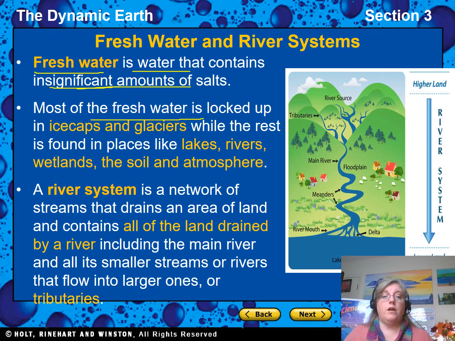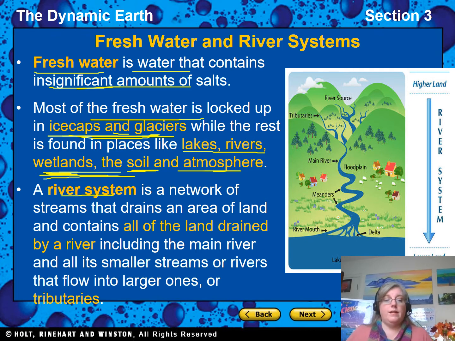Most of the freshwater on Earth is locked up in the ice caps and glaciers. Okay, at least as long as we still have glaciers. All right, while the rest of it is found in places like lakes and rivers, wetlands like swamps, in the soil, and up in the atmosphere.